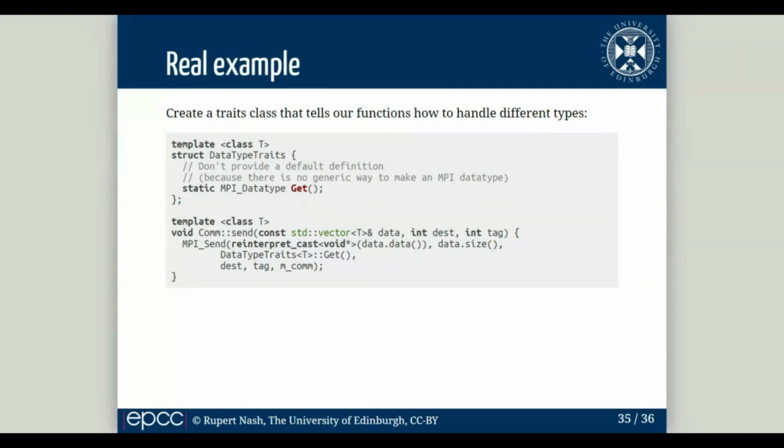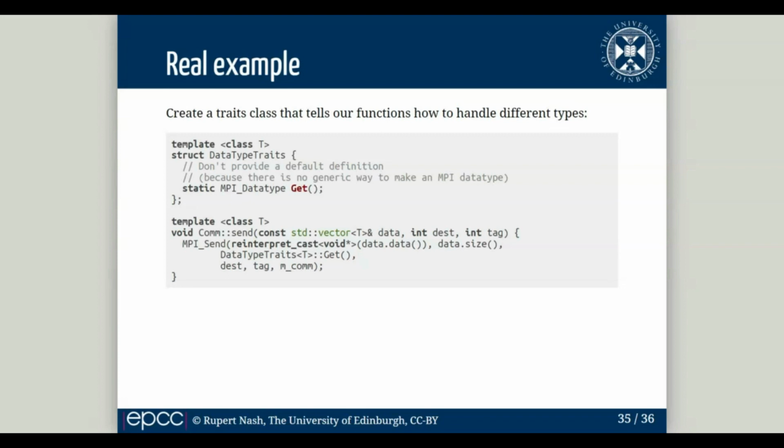So instead, we can create a traits class, which is going to tell our function how to handle different types. So here we just have a simple data type traits structure, and it's going to return an MPI data type with the function get. All this is taking in is some type T as the template parameter, and we're not providing a default implementation of the get functionality of the data type traits.